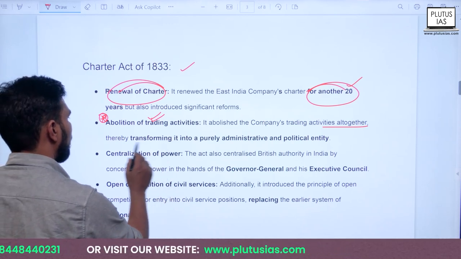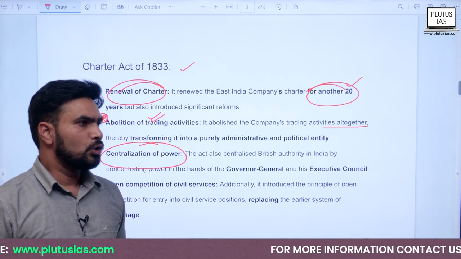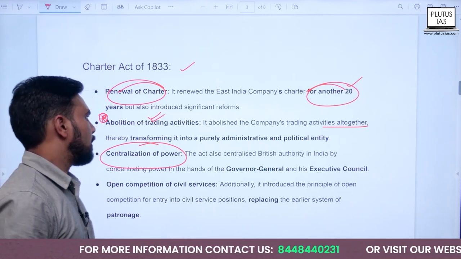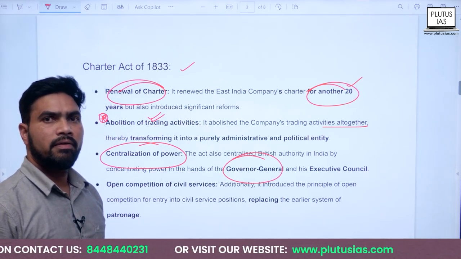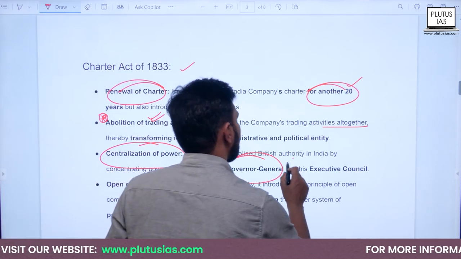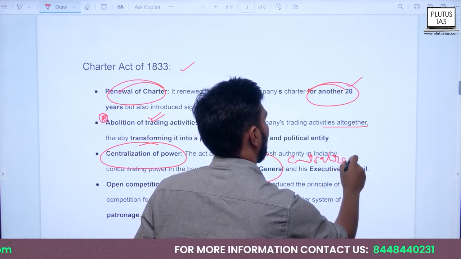Right. The other aspect is centralization of power. So basically, the British are bringing more and more laws, and the power has been concentrated in the hands of the Governor General of Bengal. So in this way, kind of centralization is taking place.